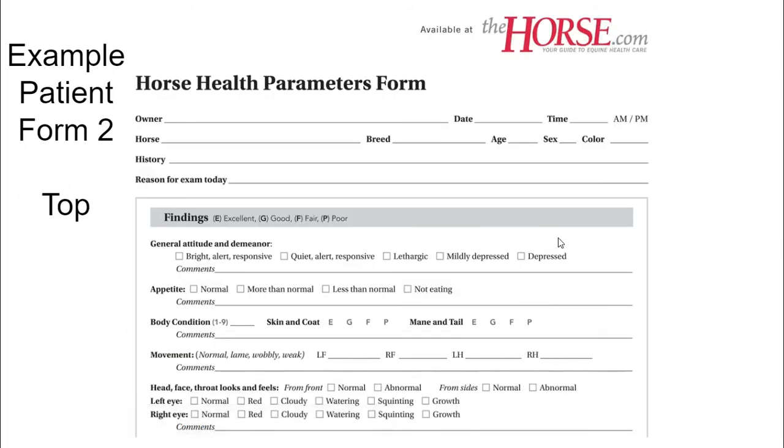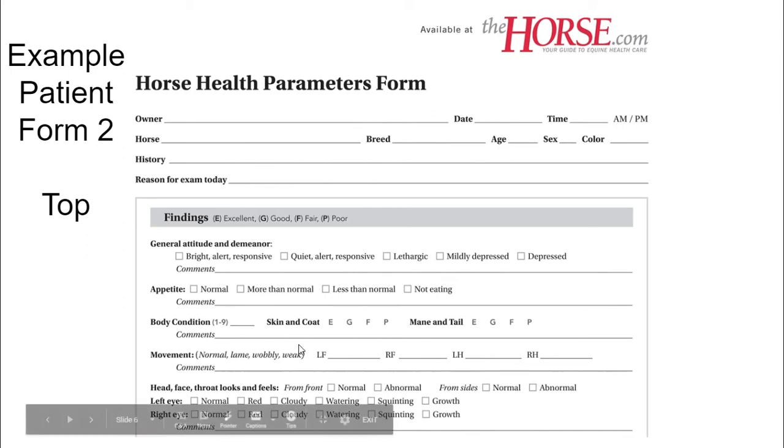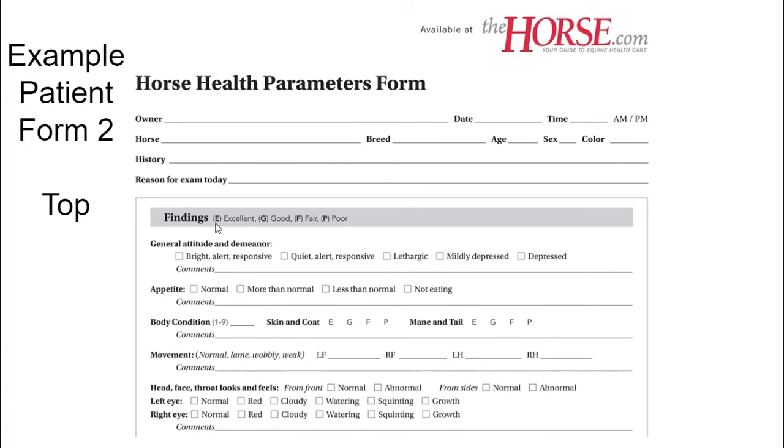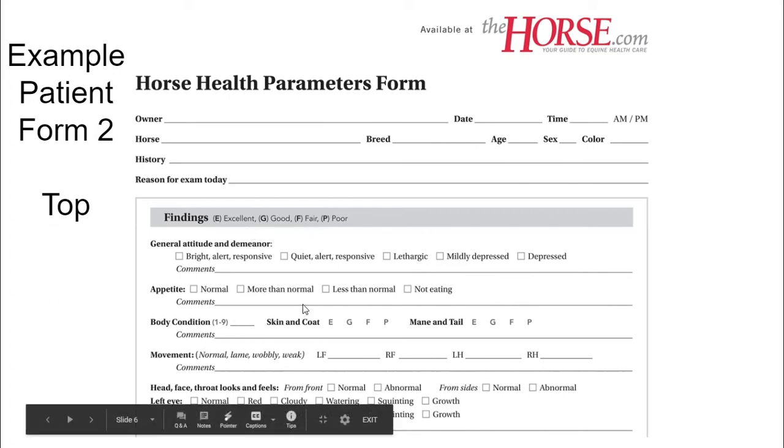Okay. This one is a horse specific form. As you can see, I got it from horse.com. So this, again, is the same kind of general information. It's just how is it broken down? You've got your signalment at the top, and then you've got the findings, and they use a different coding system. There's this excellent, good, fair, or poor for the different areas of that animal.